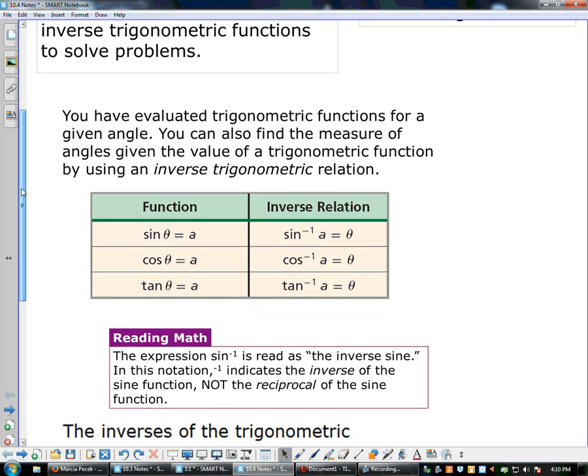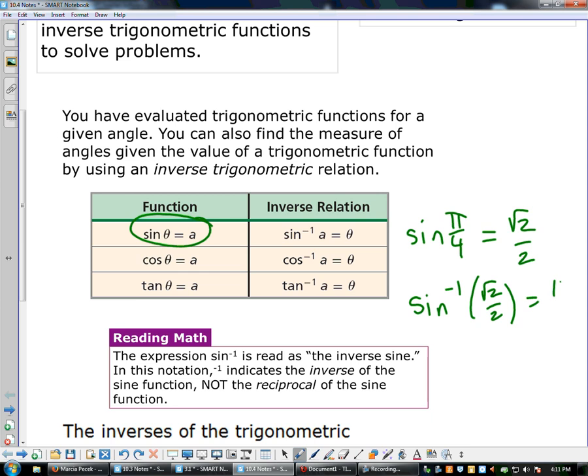So you have evaluated trig functions for a given angle, and you can also find the measure of angles given the value of the trig function by using an inverse trig relation. If the sine of theta is equal to A, we can rewrite that by saying sine inverse of A equals theta. For example, if the sine of pi over 4 is equal to square root of 2 over 2, we could say that the sine inverse of square root of 2 over 2 is equal to pi over 4.